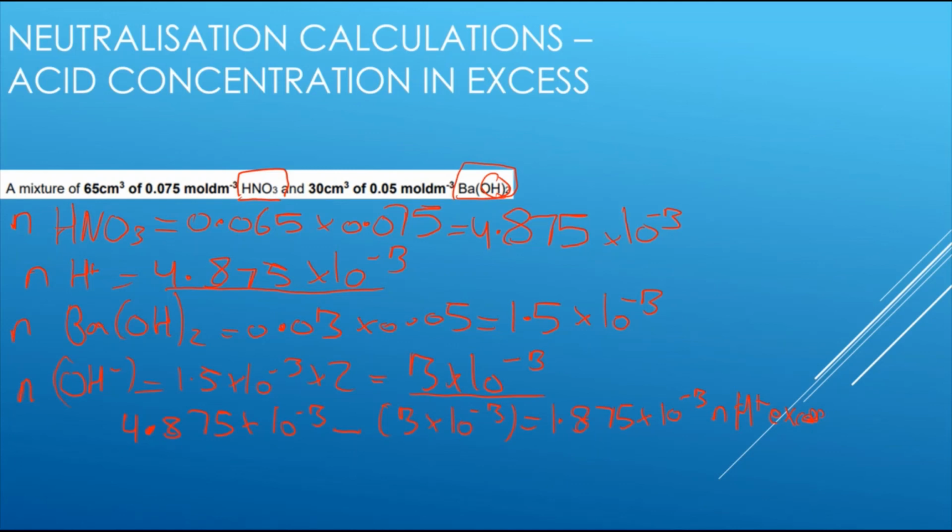So we've got our moles, and now we need to work out our concentration. So concentration, again, is moles divided by volume. So we have 1.875 times 10 to the power of minus 3. And now our volume we need to work out. So we have 65 centimeters cubed and 30 centimeters cubed. If we add them and turn them into decimeters cubed, we would get 0.095, and the concentration ends up being 0.0197 moles per decimeter cubed. And then what we would do at the end is minus log base 10 of 0.0197, and we get our pH, which would be two decimal places, remember, 1.70.